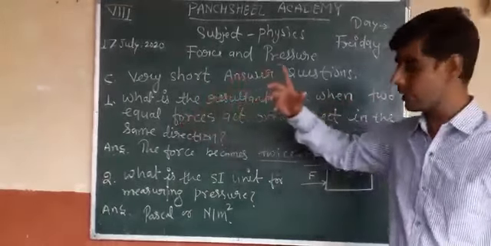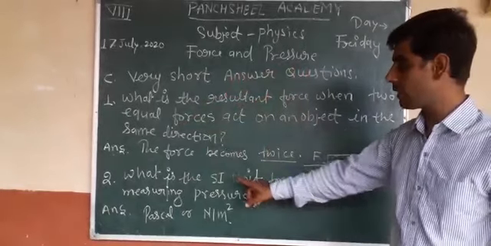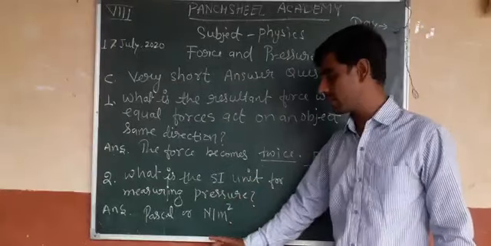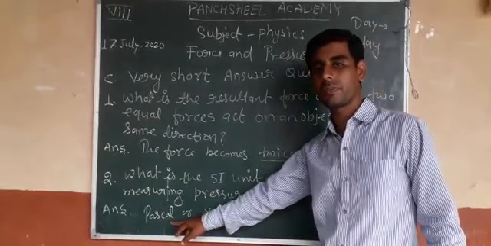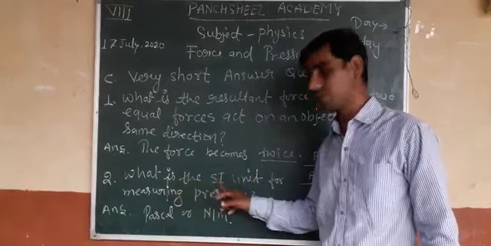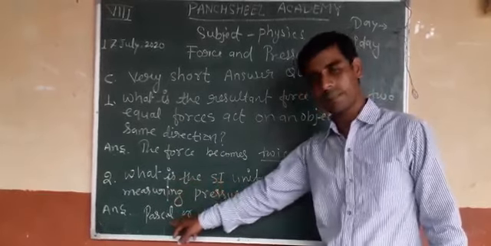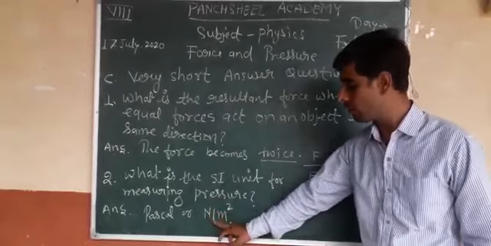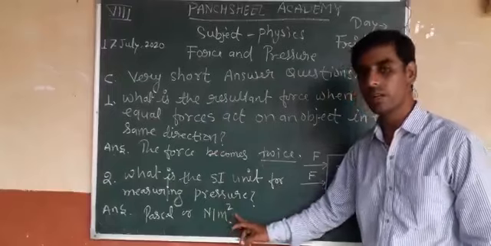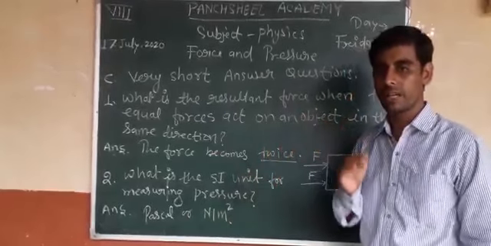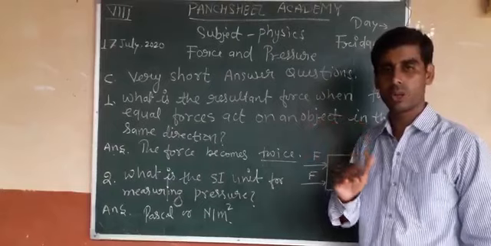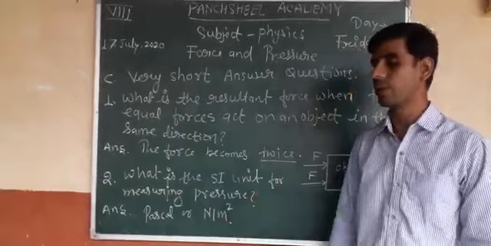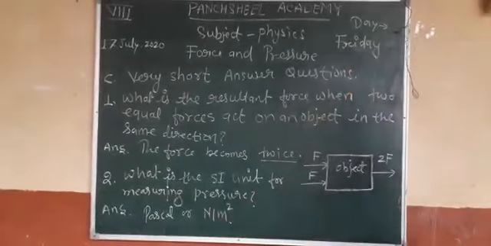forces. Okay, now question second: what is the SI unit for measuring pressure? How to measure the pressure? The pressure is measured in Pascal. SI unit, system of international, the unit is the Pascal or Newton per meter square. Why Newton per meter square? Because pressure equals force upon area, and force is measured in Newton and area is measured in meter square. So Newton per meter square. Okay, write down these two questions.